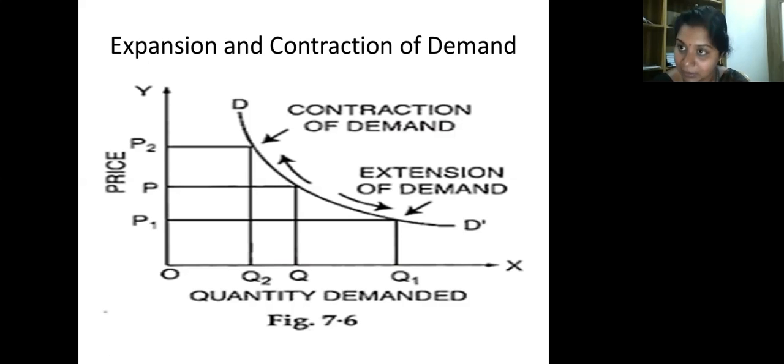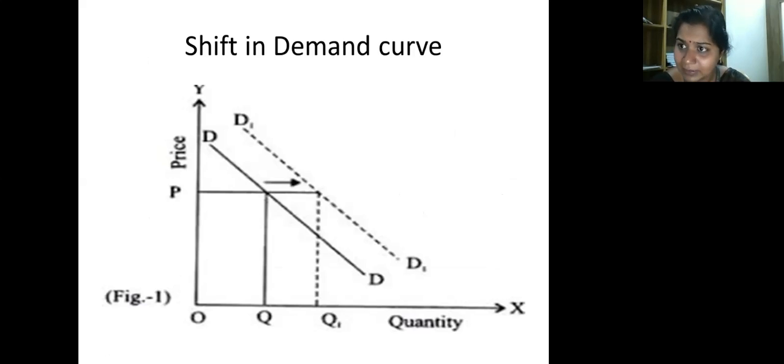Now I'm coming to the other determinants. Other than price, if there is a change in other factors, such as population, taste and preference, or the income level of the consumer, then the demand curve will shift. It is not expansion or contraction; it is a shift. How will it shift? Whenever population is increasing, it will shift to the right side. Whenever the quantity demanded is increasing, the demand curve will shift to the right side. Whenever it is decreasing, it will shift to the left side. Remember this one point.